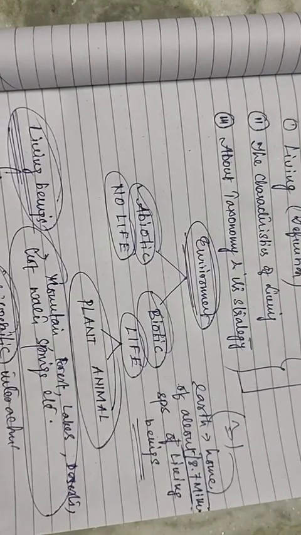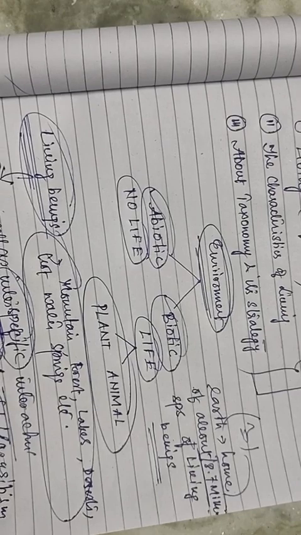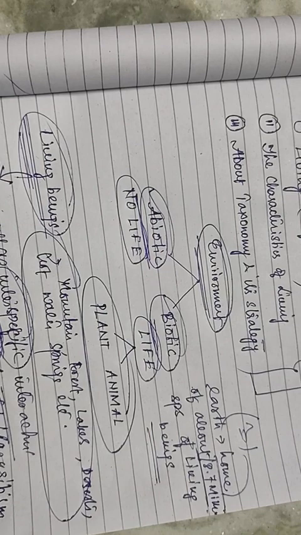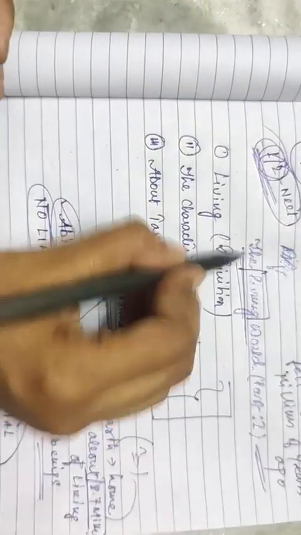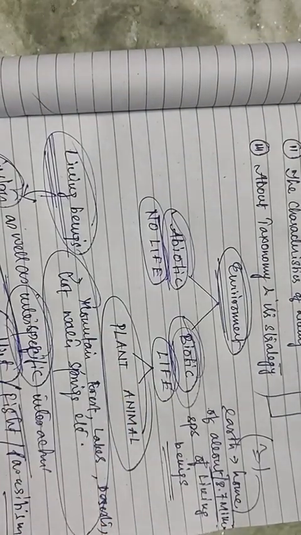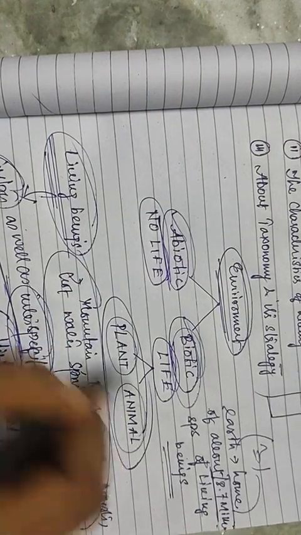Let's revise once again. In our environment two types of things are there: the abiotic substance and the biotic substance. The biotic substance is that which has life, and the abiotic substance is that which doesn't have life. The chapter name is the living world, not the non-living world. So as per the chapter, we have to know about the biotic substances. There are two types of biotic substances: plant and animal.